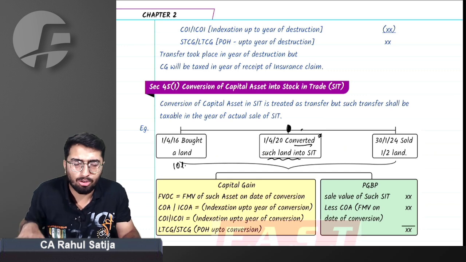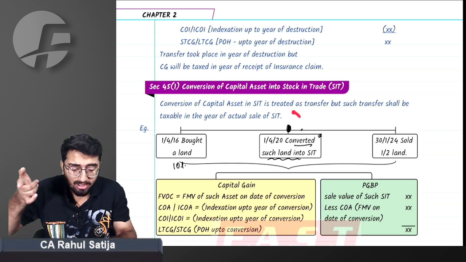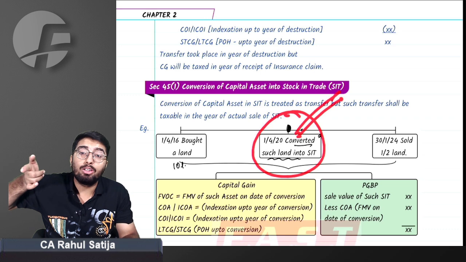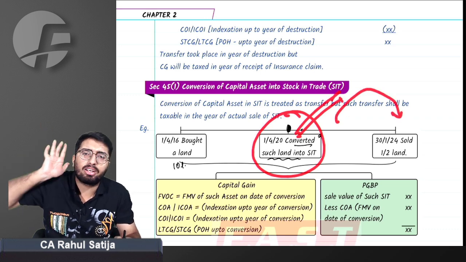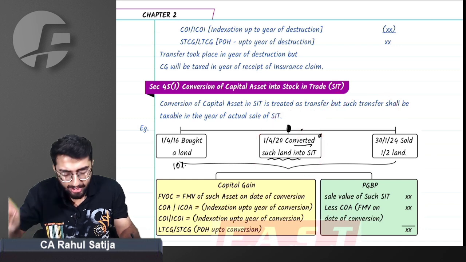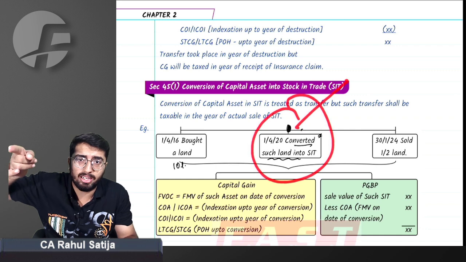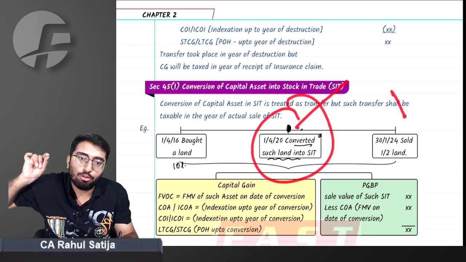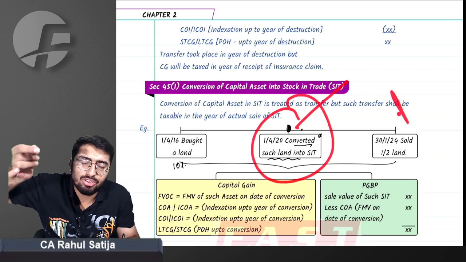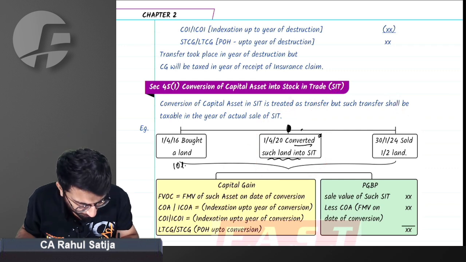Therefore, the government, or the income tax lawmakers, made a provision that your case will be considered as transfer here itself, but you will not be taxed here. You have to pay tax in the year in which such stock in trade is sold later on. For example, I converted my capital asset into stock in trade on 1st April 2020. So capital gain will be calculated here, and capital gain will be applicable here. But I have to pay tax in the year in which such stock in trade is sold, for example, on 1st April 2024.